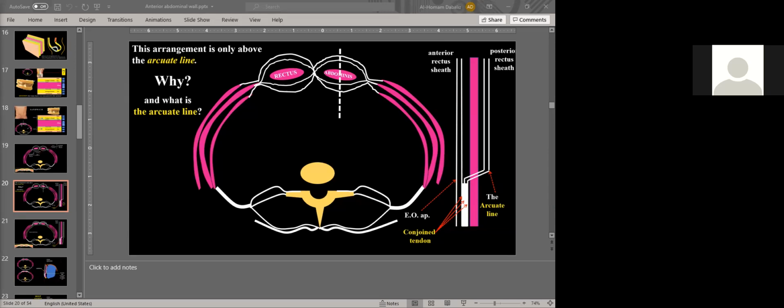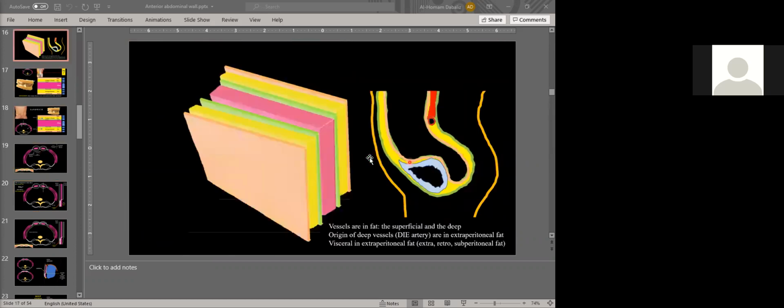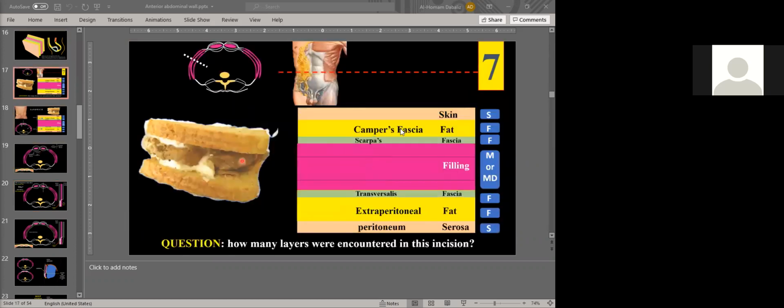Which layer isn't present above? Okay, just give me a second. There's a question: which layer isn't present above the umbilicus. Let me make sure of this one. Right here: above the umbilicus, the superficial fascia is composed of a single sheet of fatty connective tissue. So above the umbilicus, there's just fatty connective tissue.